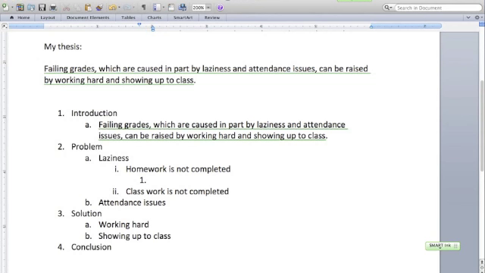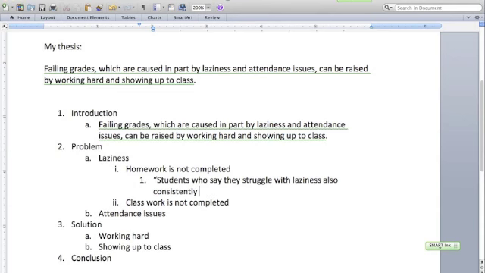So in my research, I found a great quote, very profound, that says, students who say they struggle with laziness also consistently fail to turn in homework. It's by a guy named Young. Okay, so I've got my citation in there, in-text citation.